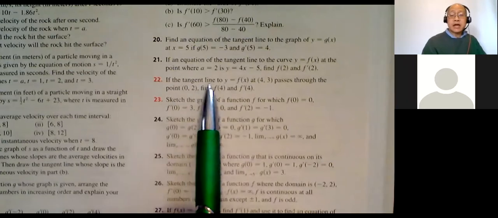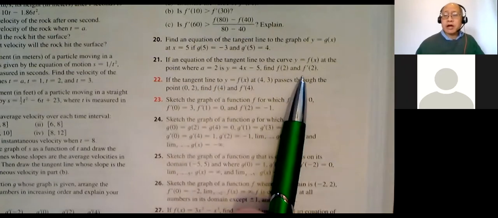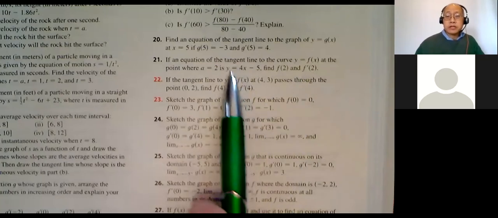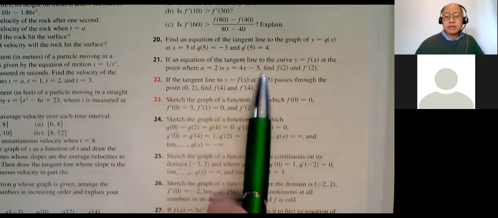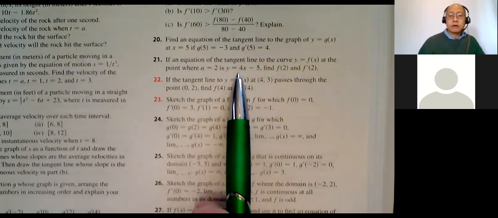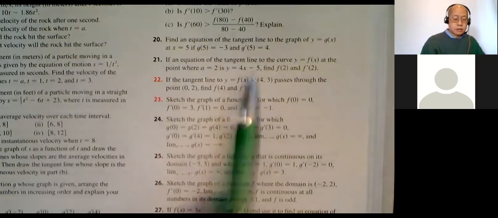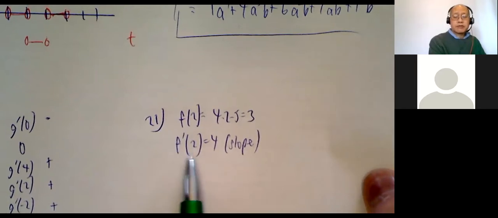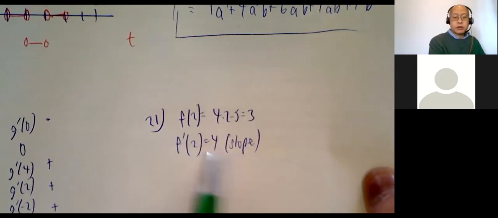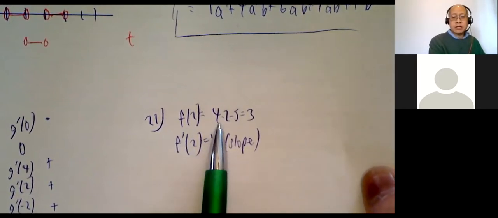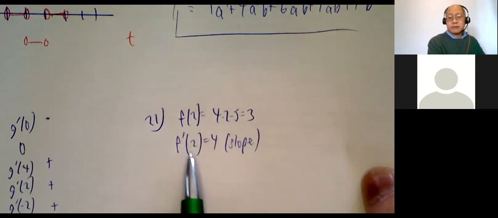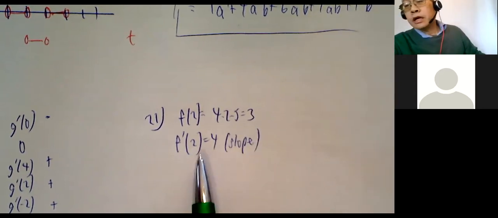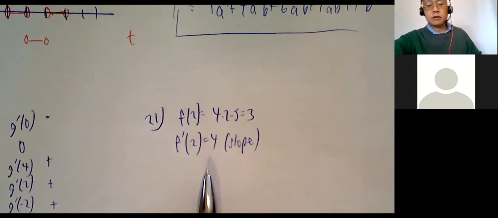Okay. And then the second part, f prime of 2. That tells me the slope. Well, what's the slope of this line? mx plus b, 4. Okay. So here's the answer to 21. F prime of 2 is 4. Slope is 4. So f of 2 is, just plug it in, 4 times 2 minus 5 is 3. F prime of 2 is 4. Okay, and that would be my slope.